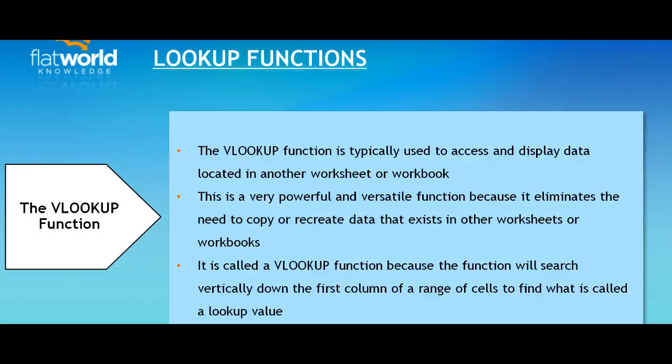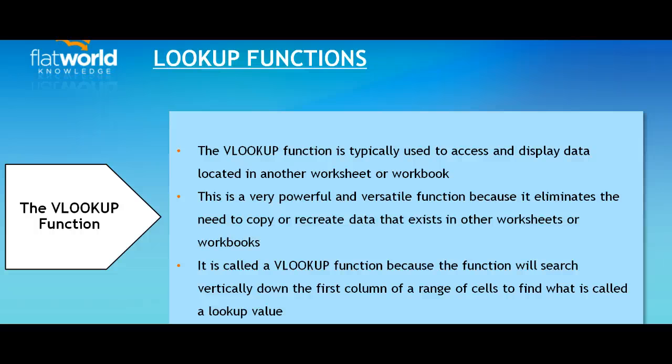The Vlookup and the Hlookup are two new functions that many people don't use a lot, and I'm hoping with this chapter you'll see a use for it in your daily life. The Vlookup function allows you to access data in another cell or another worksheet or workbook. What it does, it looks for something. It's looking for something, and you want it to display something that exists in another worksheet or workbook. It is a versatile function and eliminates the need to copy information that exists in another workbook, so it's efficient.